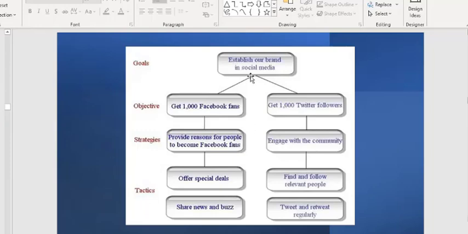So goals, you can see how broad it is. It says, we want to establish our brand in social media. How are we going to do it? When are we going to do it? Where are we going to do it? All that will come in objectives.